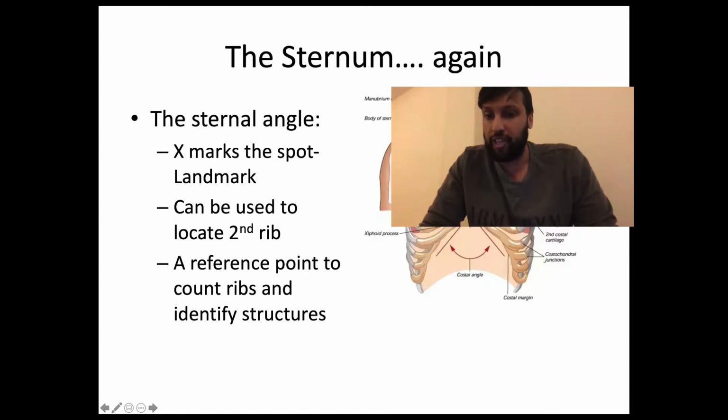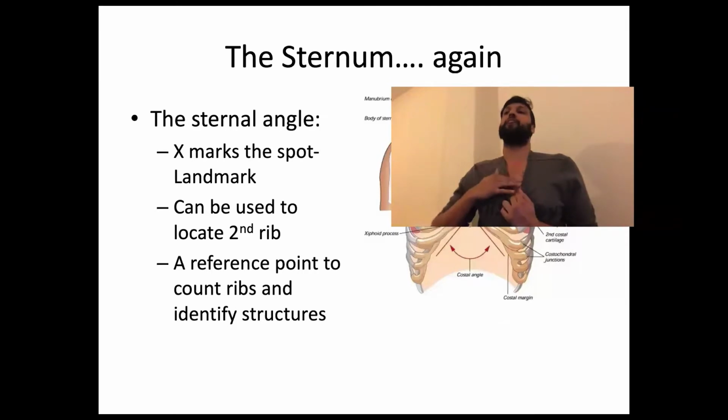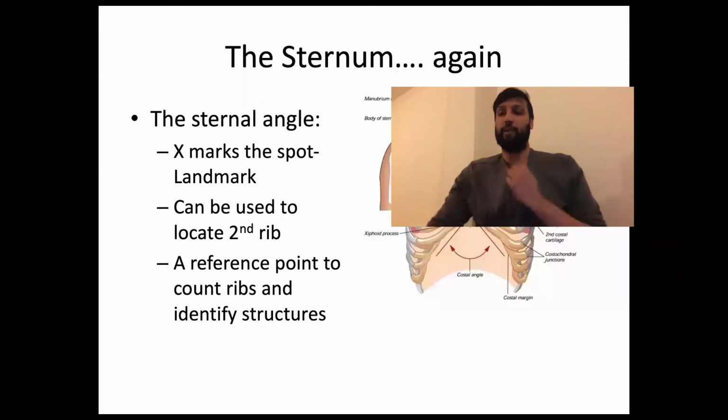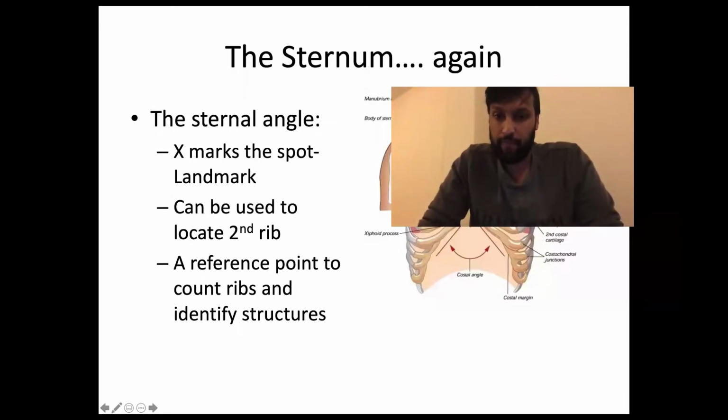So the reference that we use is this bump, which you can feel on everyone once you're shown. It's really straightforward. Once I show it to you, you'll feel it everywhere. In fact, if you play around centrally with the breastbone, really slowly, you'll start to feel a bump. If you keep going up and down, you'll feel a bump. Right next to it, you have the second costal cartilage. Right next to that, you have the second rib.